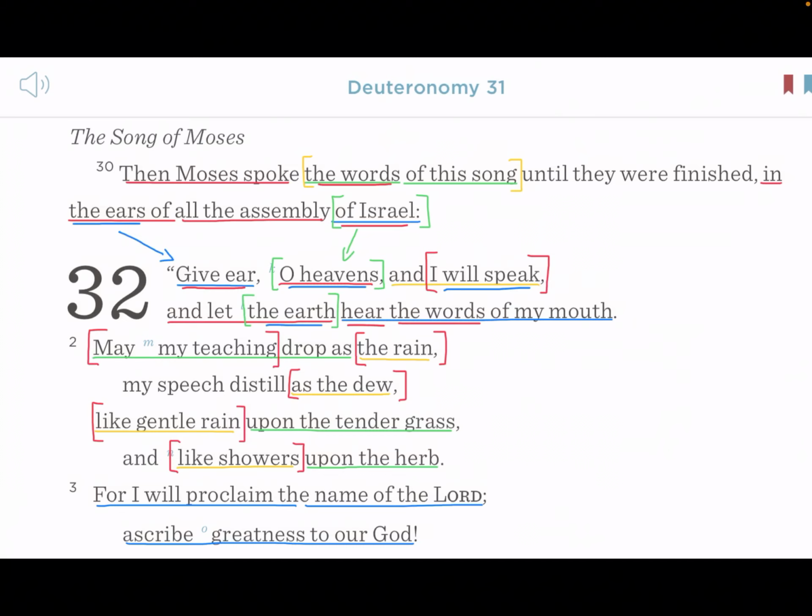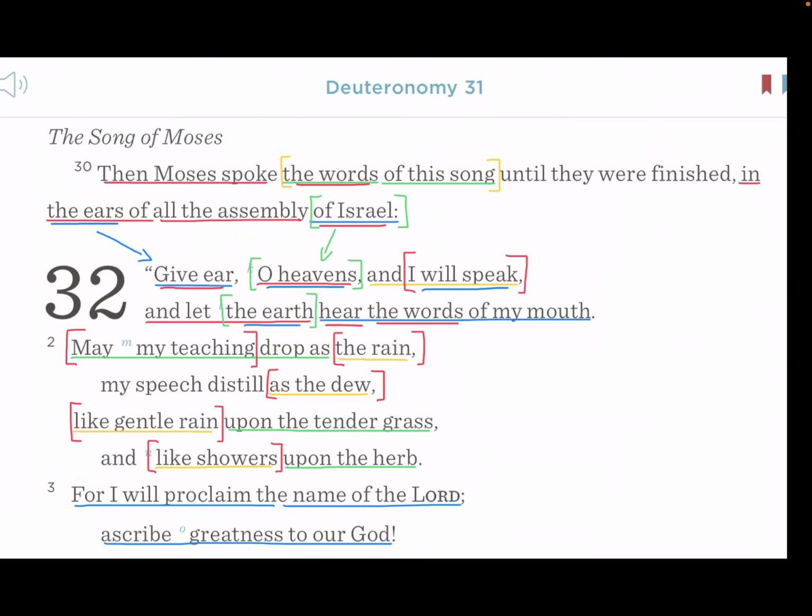Now it continues, interestingly, with the same imagery language. "May my teaching drop as the rain, may my speech distill as the dew, like gentle rain upon tender grass, like showers upon the herb." Now pay very close attention to that. So give ear, O heavens, I will speak, and hear the words of my mouth. Why? Because my teaching will drop as the rain.